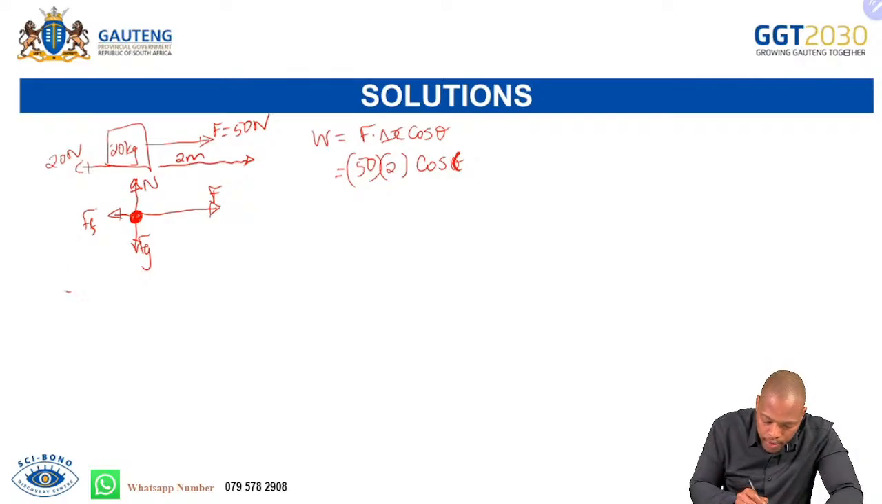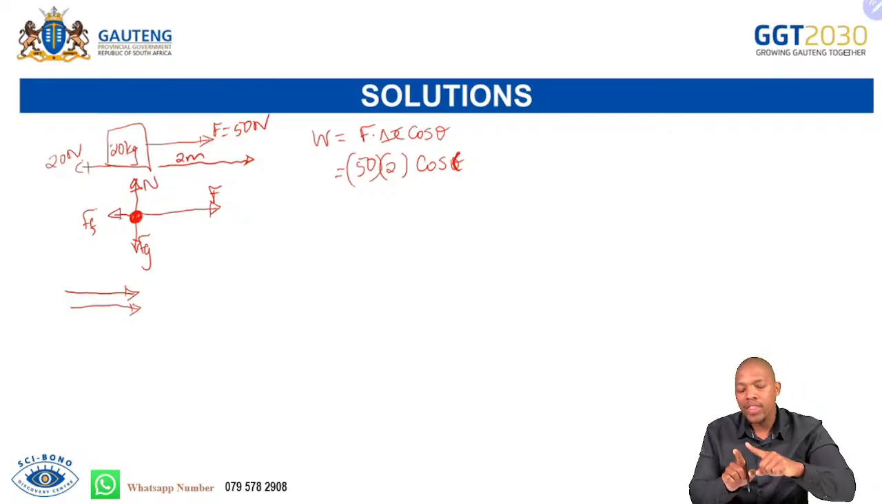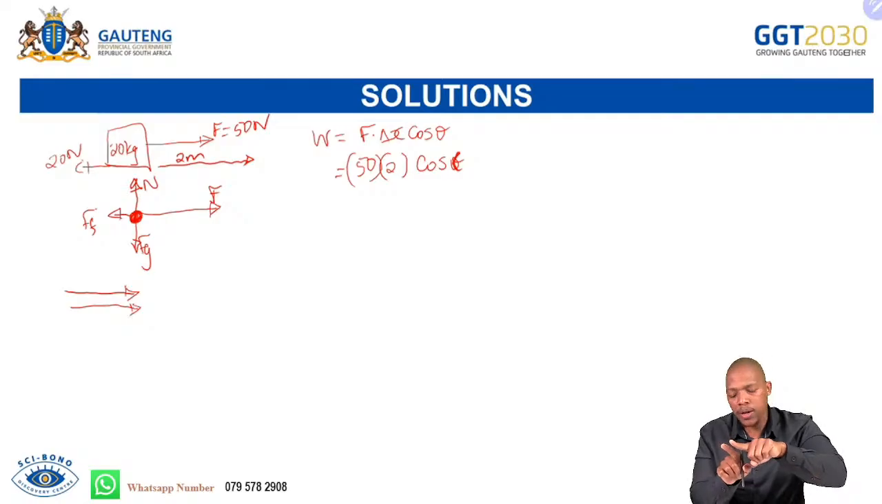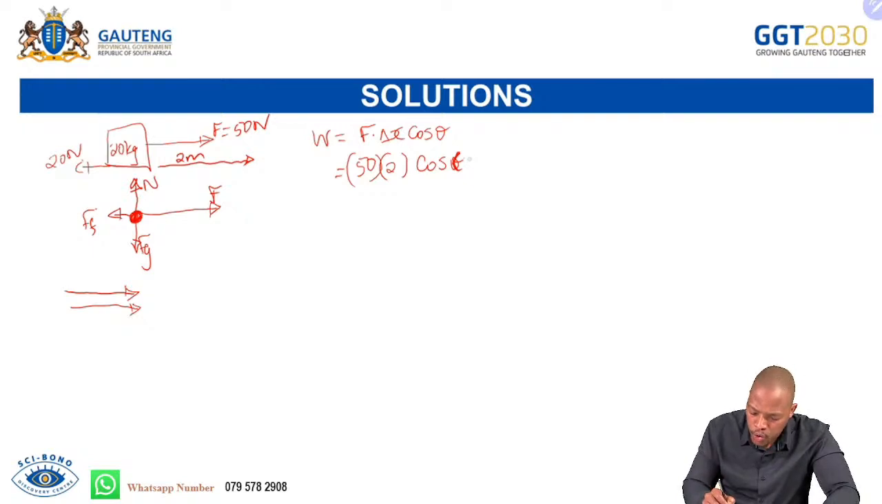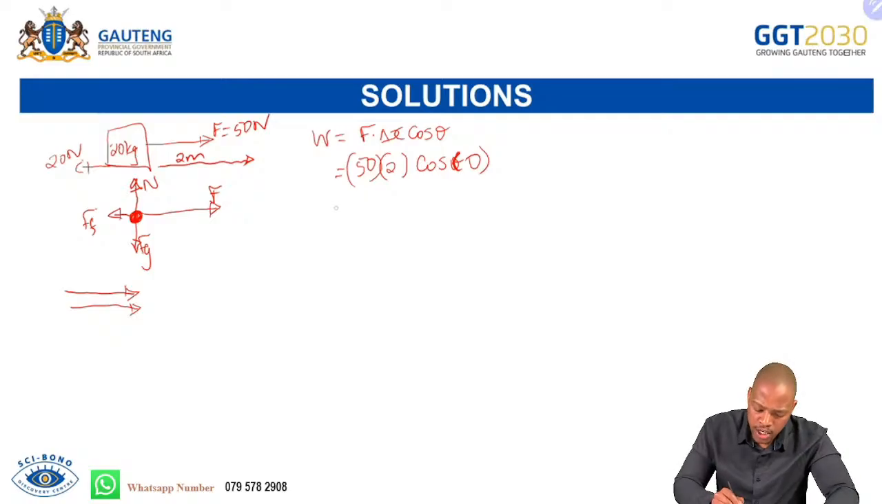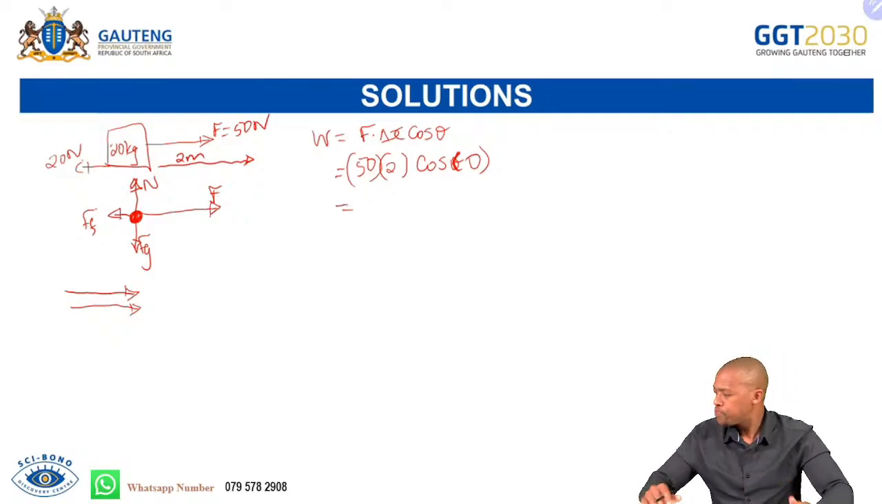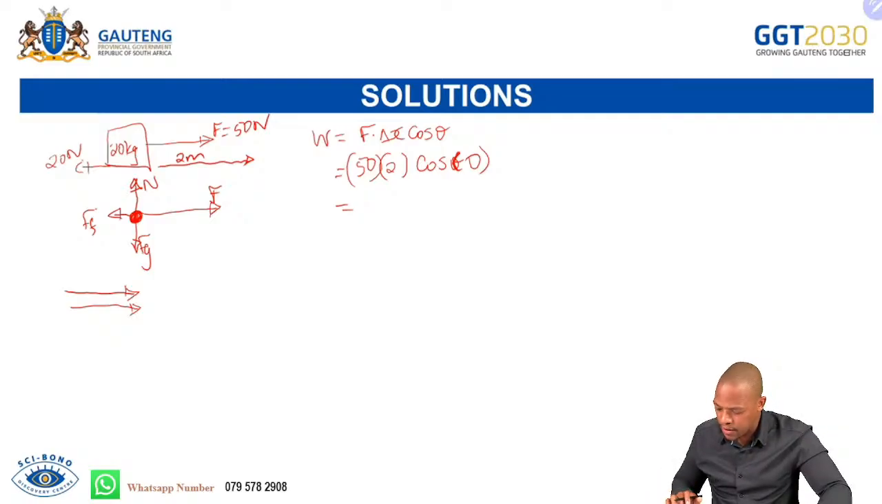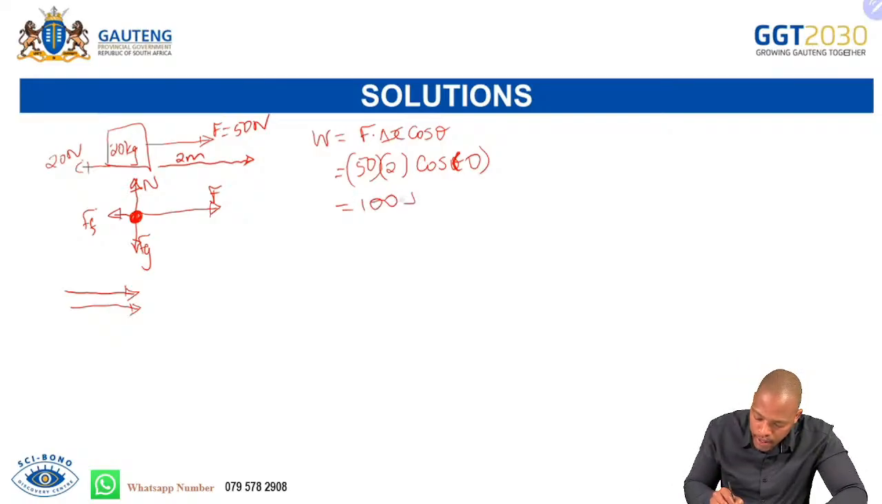Let me redraw them. The force in question goes in this direction. The displacement goes in this direction. What is the angle between these two? They are parallel to each other, as you can see. And if you have two things that are parallel to each other, then the angle between them should be 0 degrees. That's how I identify whether it should be 0 or 180. That's where it comes from. So then you go straight to your calculator and say 50 multiplied by 2 cos of 0. At cos of 0, you should get that the work done is 100 joules.